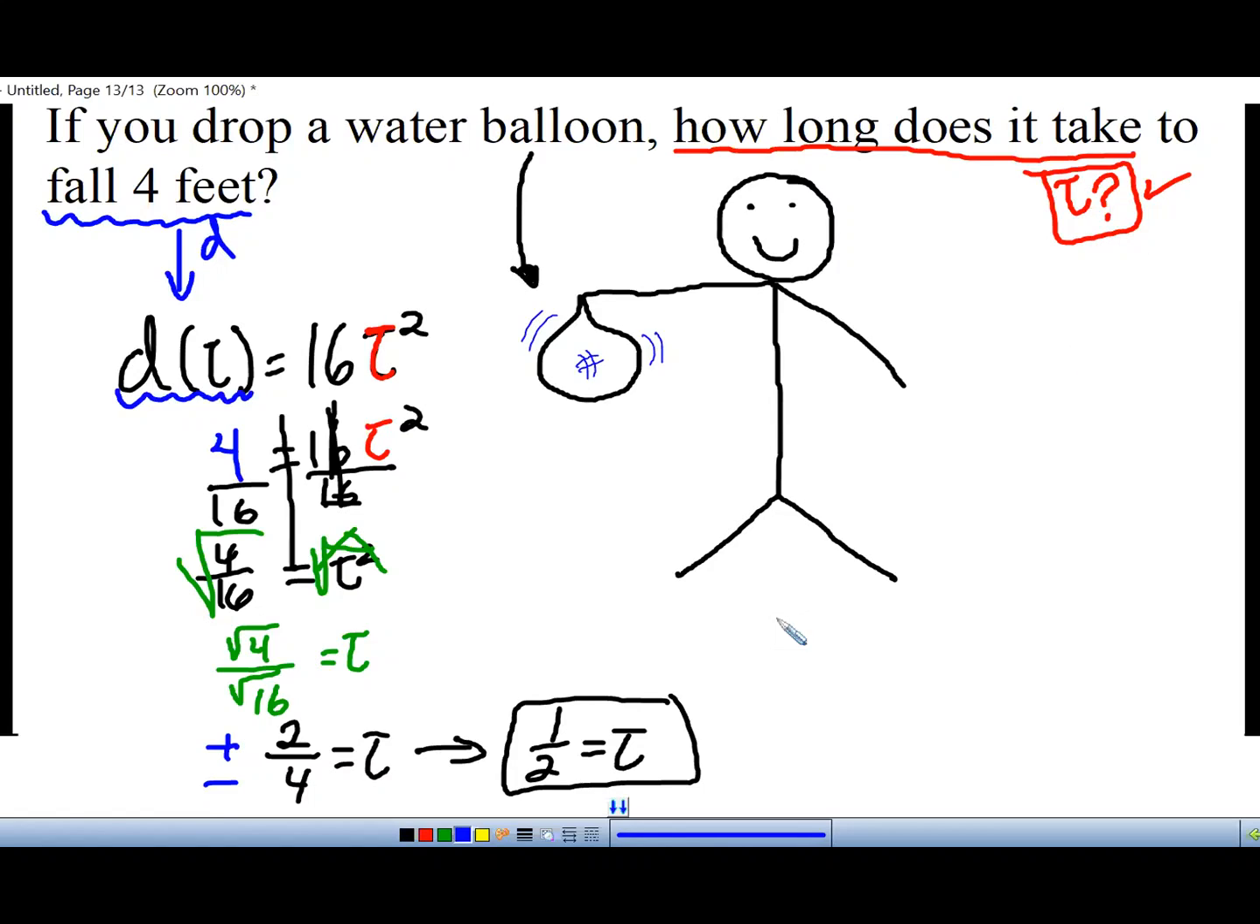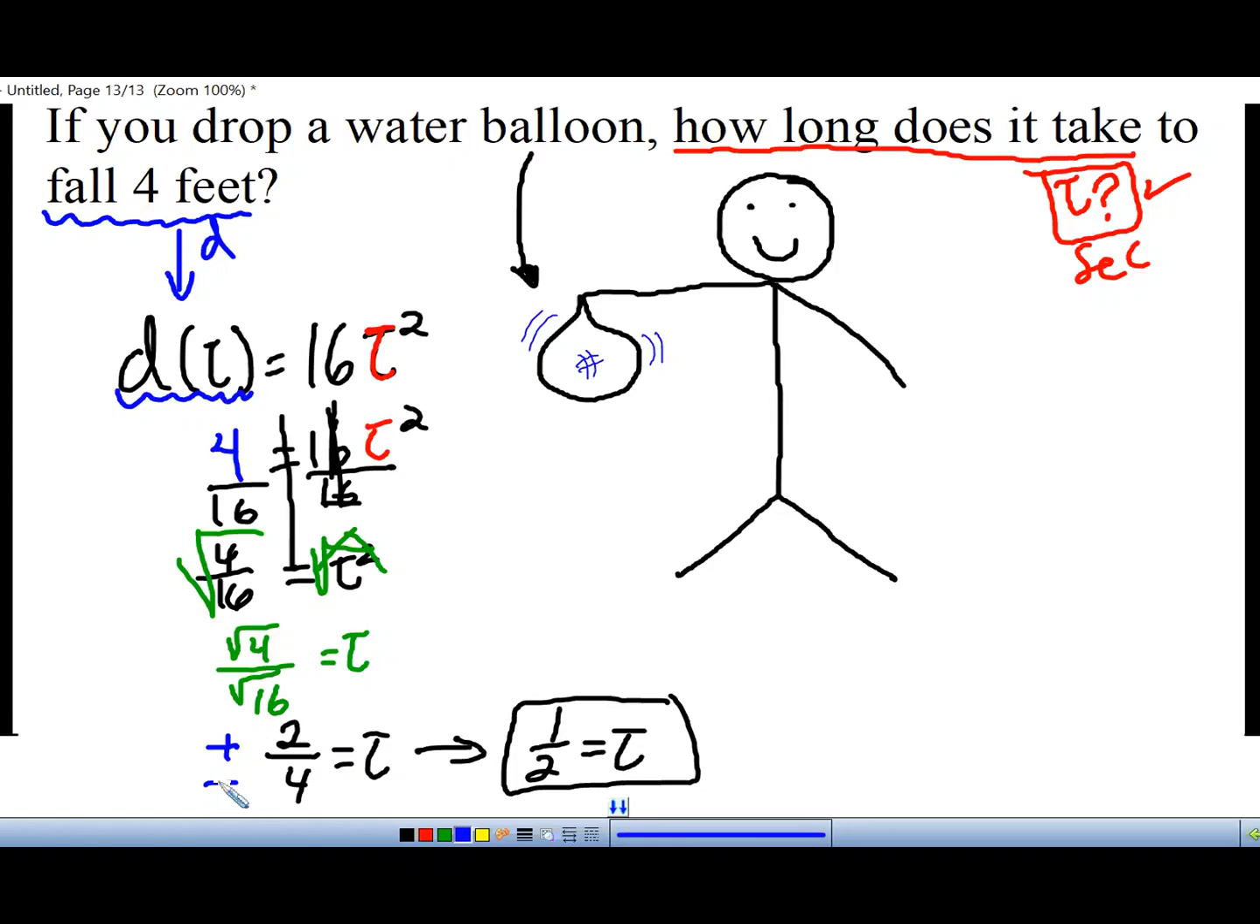Seconds. So that's true. This is in seconds. So according to what we came up with, how long does it take? It takes 1/2 second to fall to the floor. So if we go back to here, look up, can we use negative seconds?